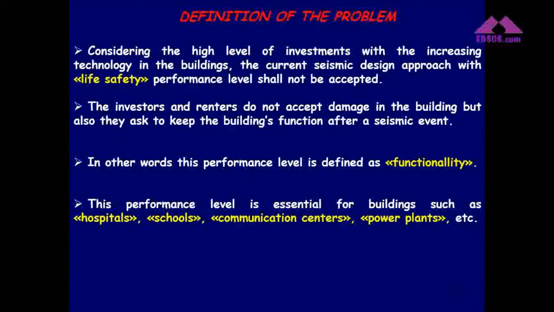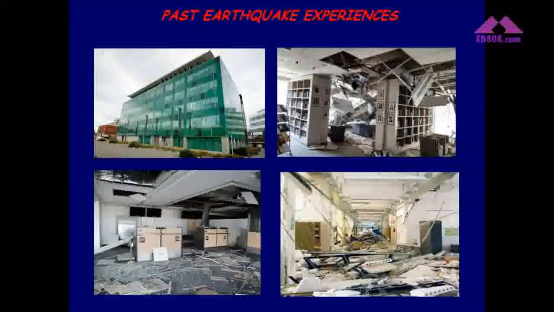So the problem is this. There are some important buildings, what we call hospitals, schools, communication centers, power plants. These buildings should be immediately in service after the earthquakes. So for these buildings, the life safety performance level is not acceptable. We want functionality in these buildings. Nobody wants a building that is designed according to the code, where the building is there and you don't see any structural damage, but inside everything falls down. The ceilings fall down and it cannot be used. We see these kinds of things all over the world after earthquakes.